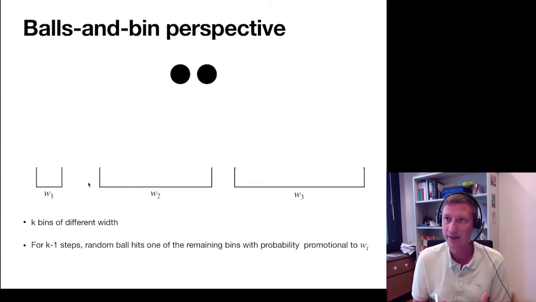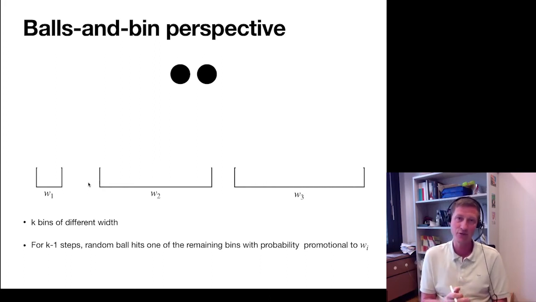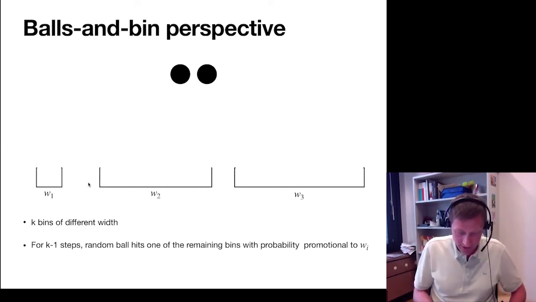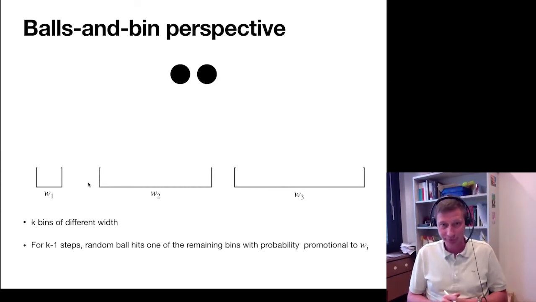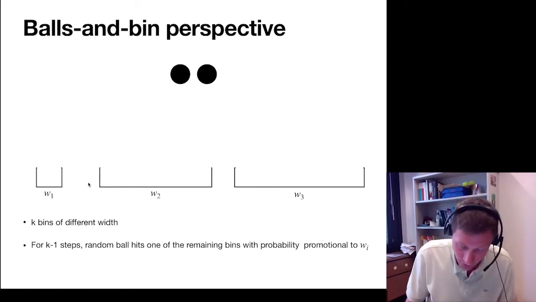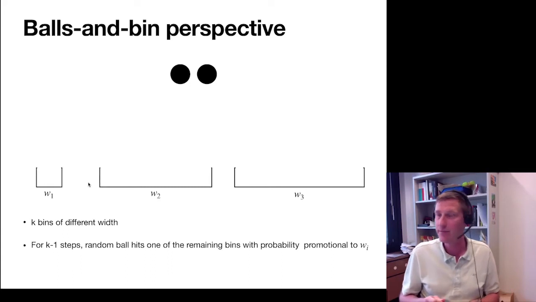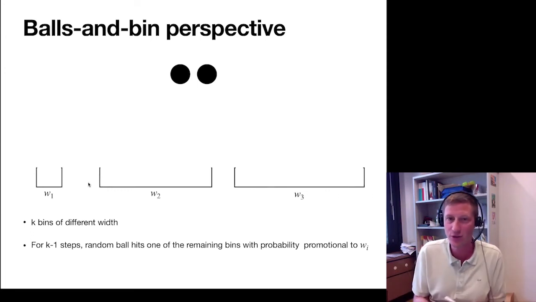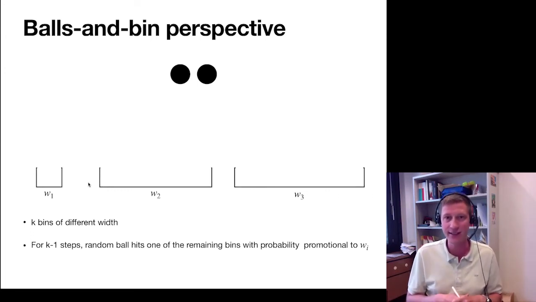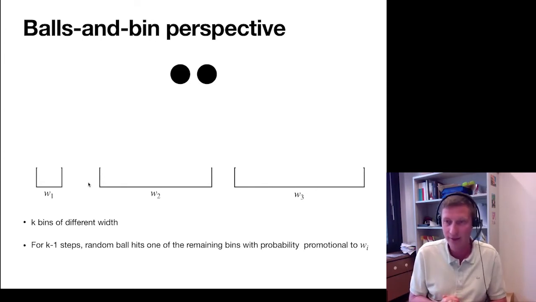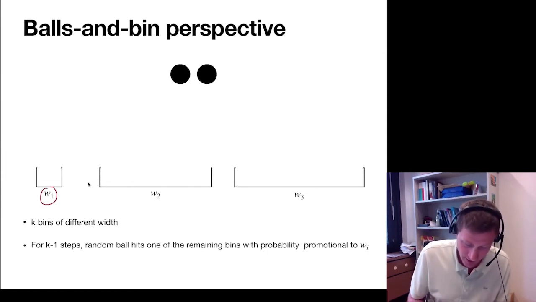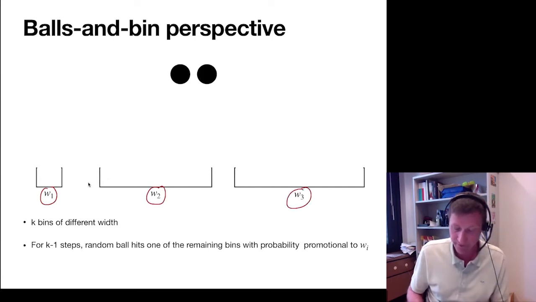So let me define this a little bit, because here I wanted to prove that this is true. Okay, so I have k bins, and I will throw k-1 balls. We know balls and bins normally, right? We have k bins and k balls, but here I have k-1 balls, and I have a uniform distribution over the bins. So here the process is slightly different. In this example, I have 3 bins and 2 balls, and my bins have different widths, okay? So the widths of the bins are w1, w2, w3.